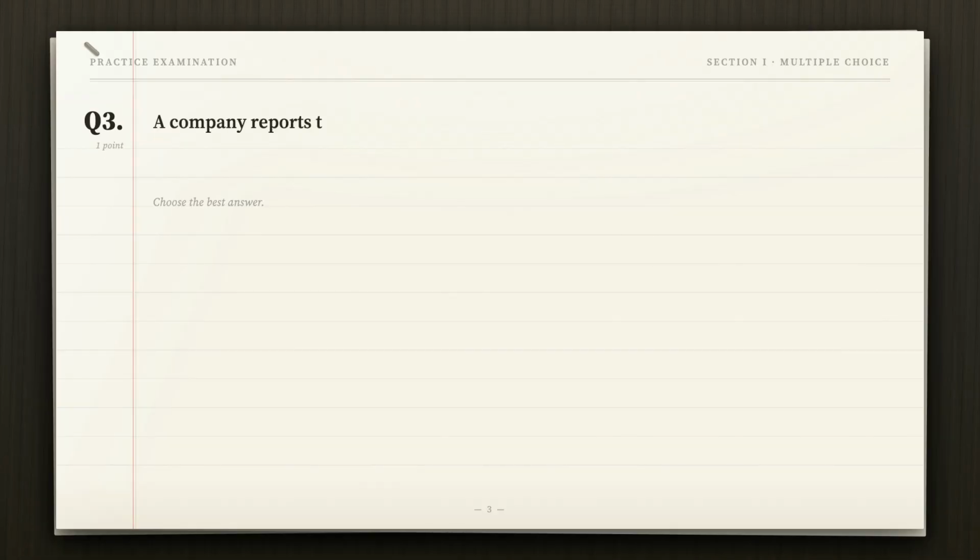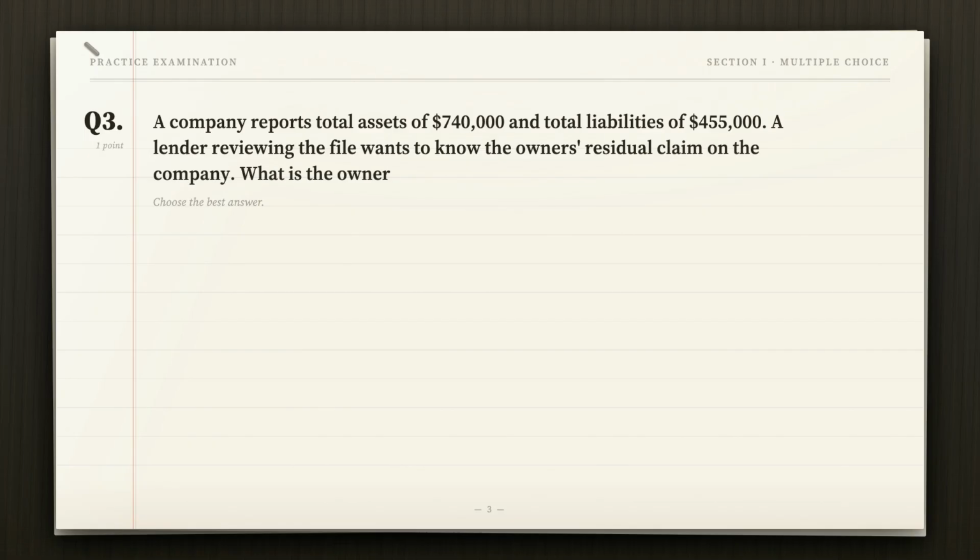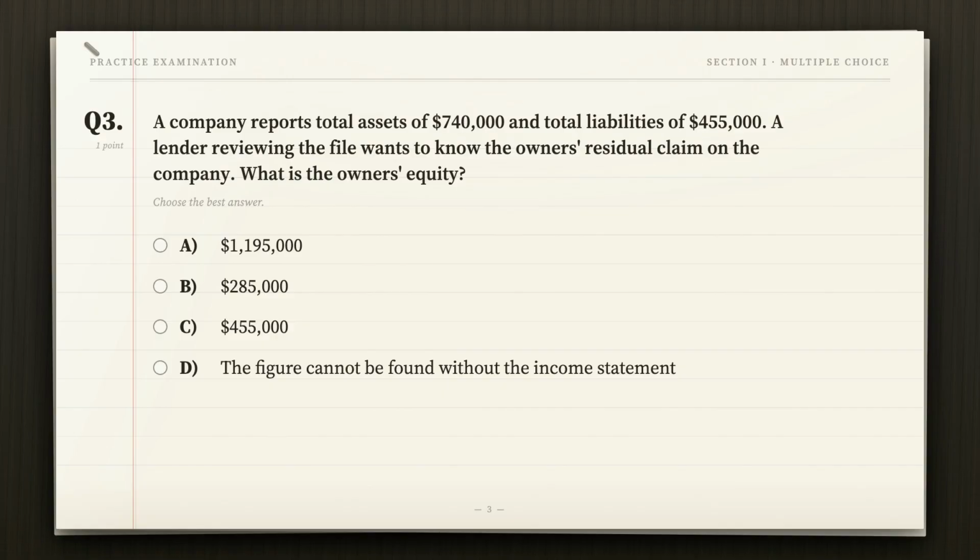Question 3. A company reports total assets of $740,000 and total liabilities of $455,000. A lender reviewing the file wants to know the owner's residual claim on the company. What is the owner's equity? Your options are A. $1,195,000, B. $285,000, C. $455,000, D. The figure cannot be found without the income statement. Before I reveal it, which one do you think is right?